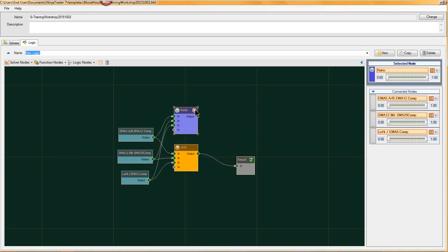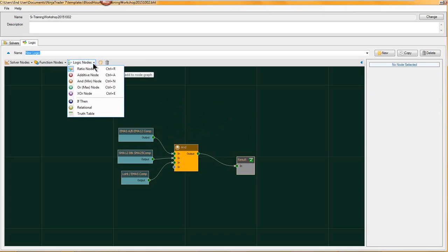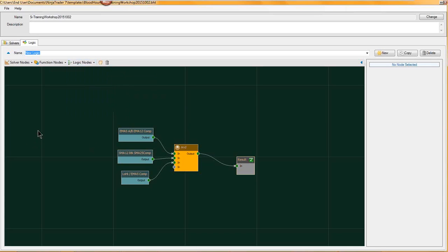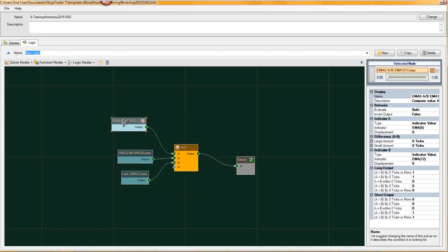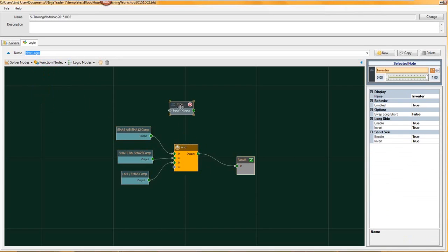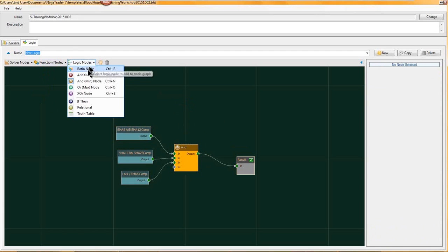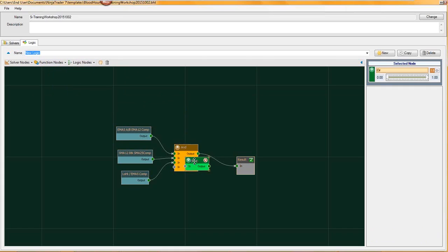I don't want to go too off topic here. Don's question is just basically some terminology on what all this stuff is. So the blue ones are solver nodes, the purple ones are function nodes, and then the logic nodes each have their own color. So AND and OR have different colors, stuff like that.